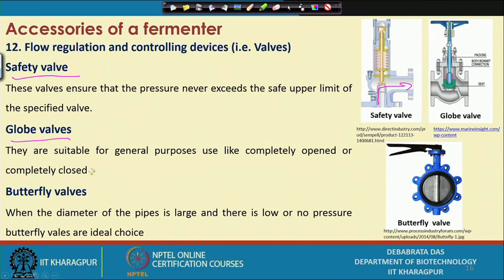We have the globe valve, the butterfly valve, and different types of valves. The globe valve looks like this. It is mostly used in water basins. You can slowly open it and slowly close it. But the butterfly valve can be used for sampling purposes, along with the ball valve. This you can open and close instantaneously.